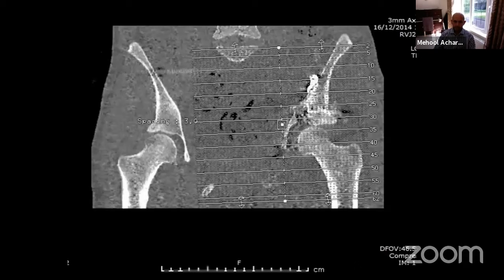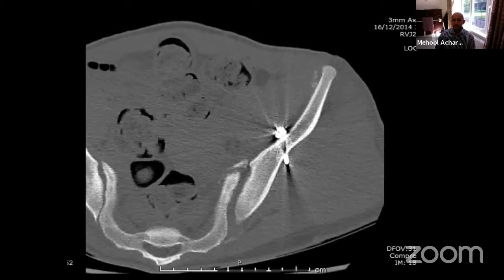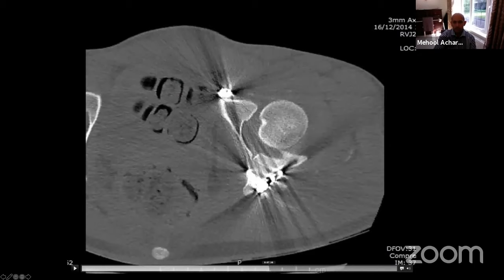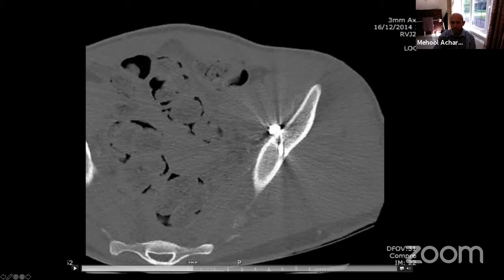This is her CT, her post-op CT that she had in her initial unit. And we'll just run back and run through that once more. So you see the degree of displacement there, and the gapping, and you see the amount of heterotopic bone and callus that's starting to form.